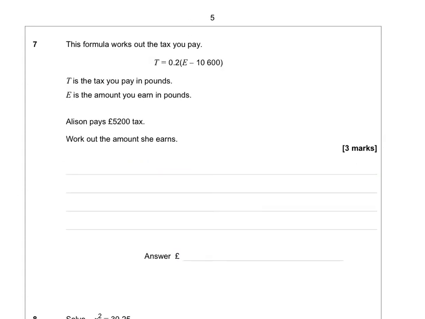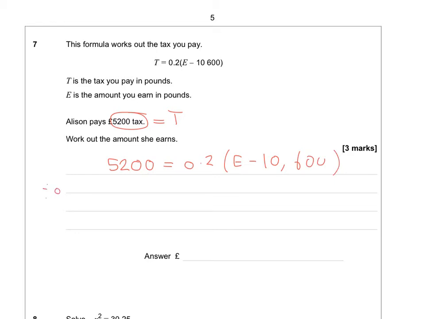Question 7. This formula works out the tax you pay. T equals 0.2 bracket E minus 10,600. T is the tax in pounds, E is the amount you earn in pounds. Alison pays 5,200 tax, so this is equal to T. So we set up an equation, 5,200 equals 0.2 bracket E minus 10,600.